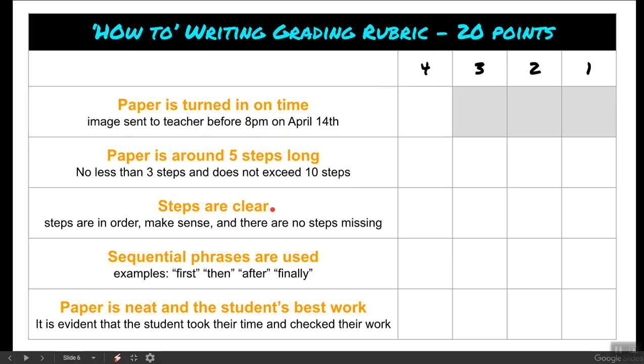The third expectation is that your steps are clear. Are they in order? Do they make sense? And are there no obvious steps missing? So your steps should be in sequential order. They shouldn't be all mixed up. They should be clear and easy to follow. And if they're in order, then I should be able to follow them just by reading your paper.